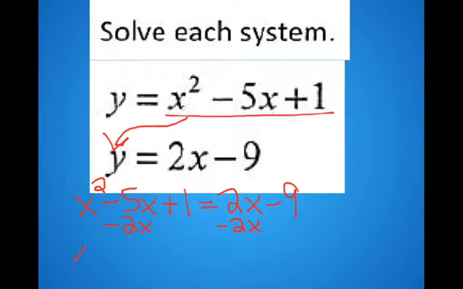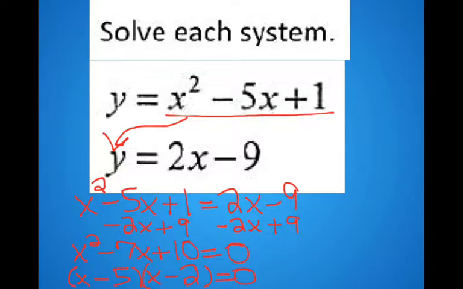So that's going to give us x squared, and we're going to have minus 7x. And then we're also going to add 10 to each side. Or I'm sorry, add 9 to each side. So plus 9, plus 9. So that makes plus 10 equals 0. And then we're going to do a double bubble. So we're going to have (x minus 5)(x minus 2) equals 0.